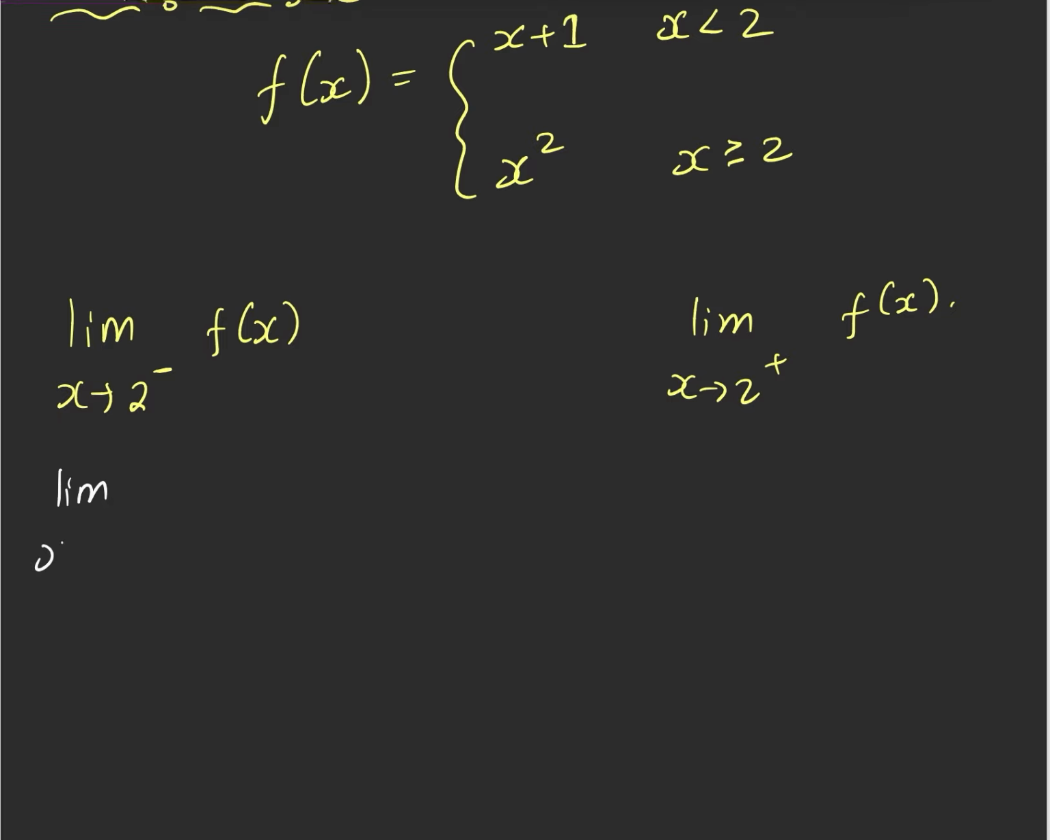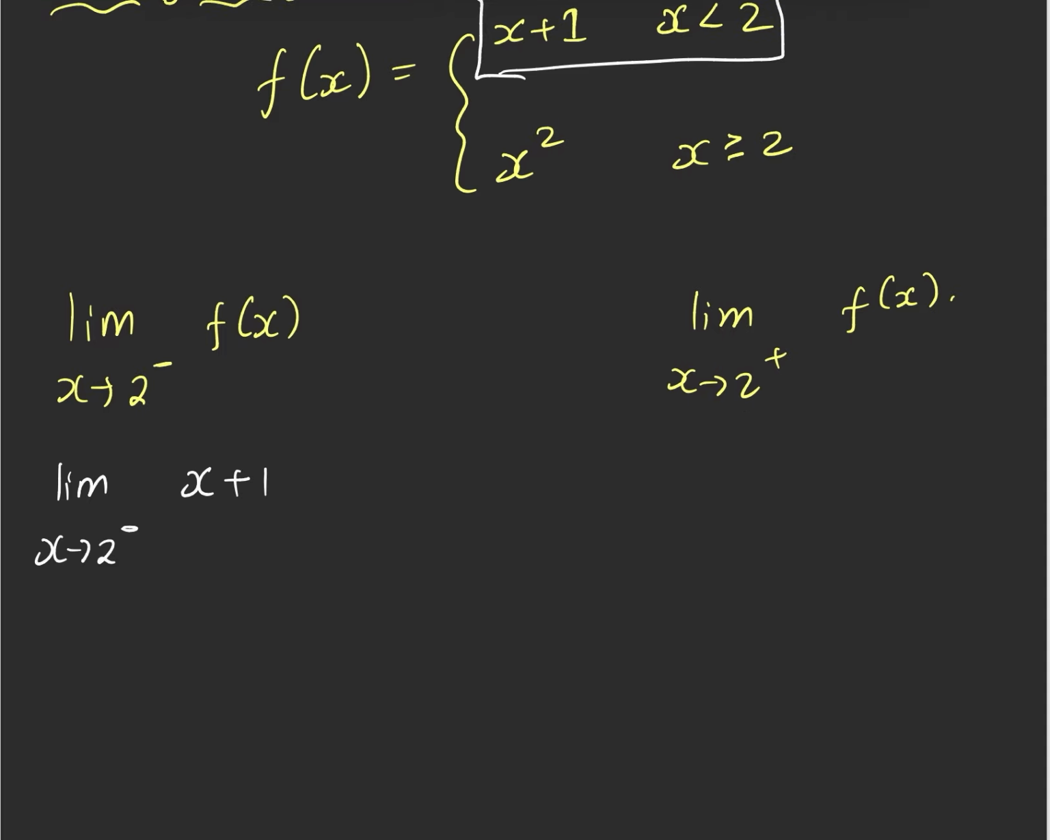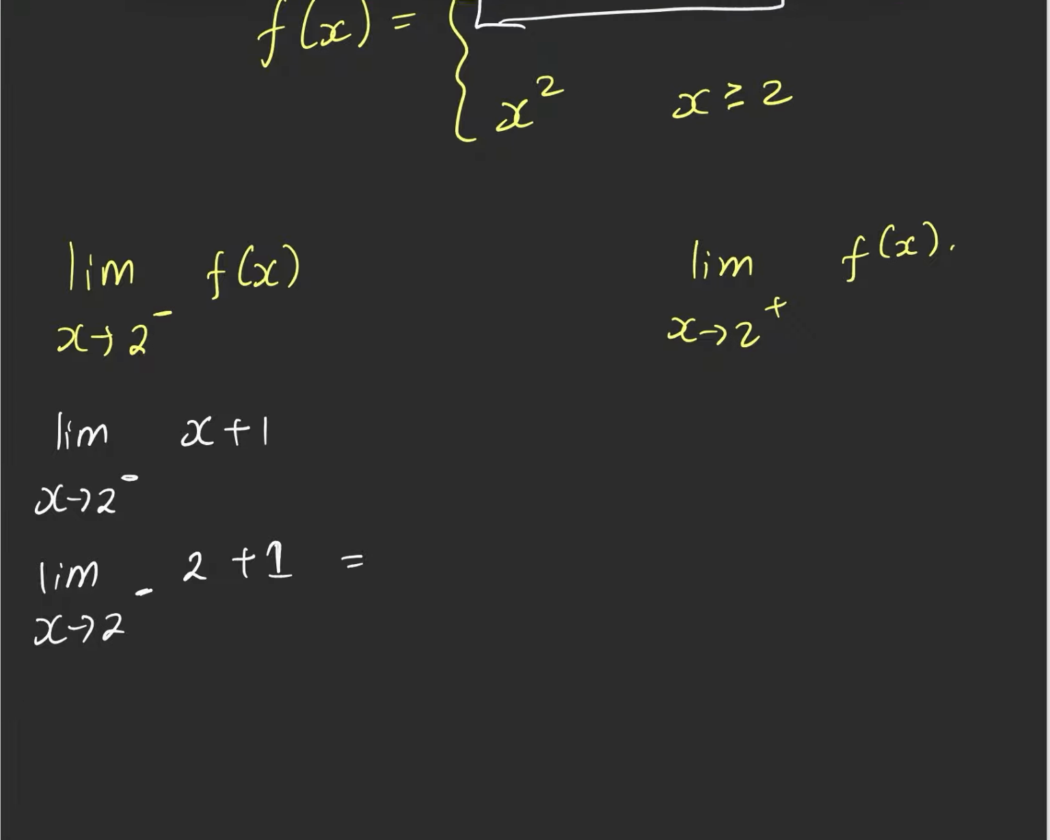So in this case, the limit as x approaches 2 from the left hand side. From the left is from the values that are less than 2. So this is what our function is as we're approaching from the left. If we directly substitute, that gives you the limit as x approaches 2 from the left hand side of 2 plus 1, and that gives you 3. So we got a real number, which means 3 is our left hand side limit.